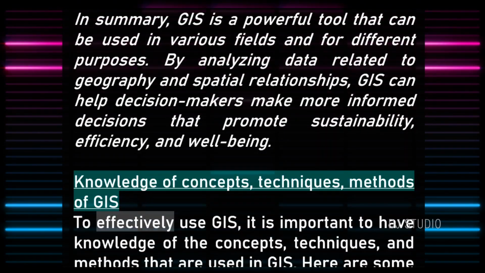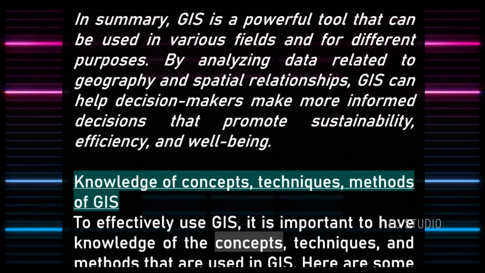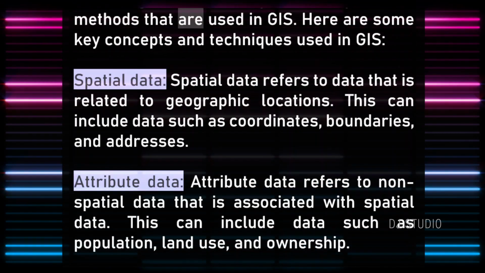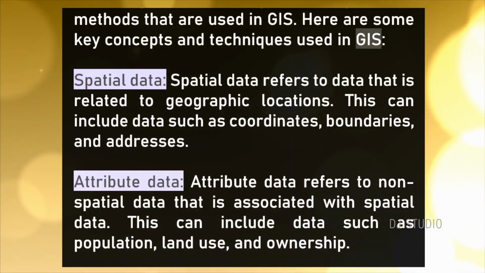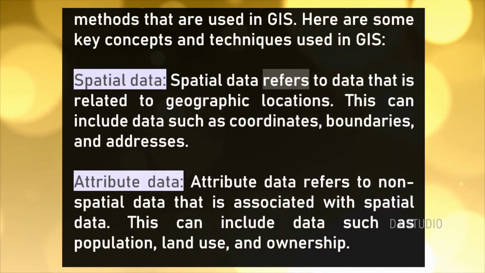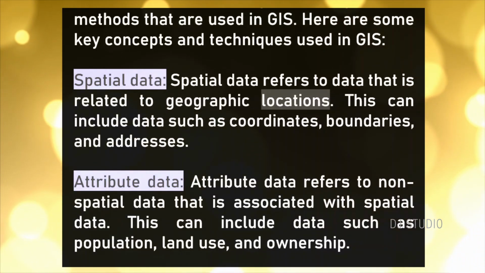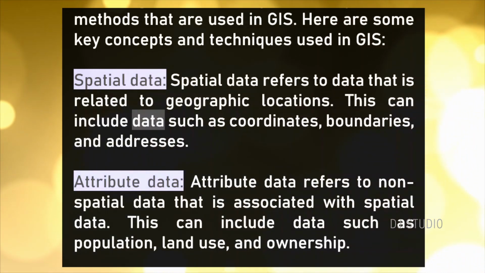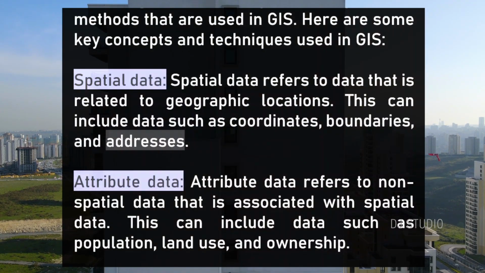To effectively use GIS, it is important to have knowledge of the concepts, techniques, and methods that are used in GIS. Here are some key concepts and techniques used in GIS. Spatial data. Spatial data refers to data that is related to geographic locations. This can include data such as coordinates, boundaries, and addresses.